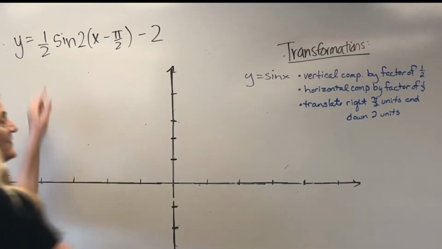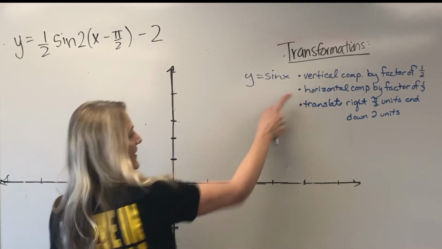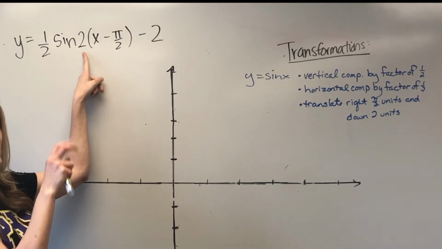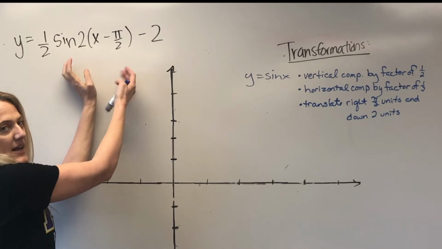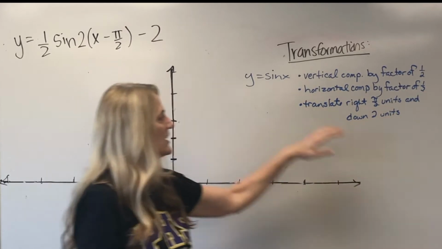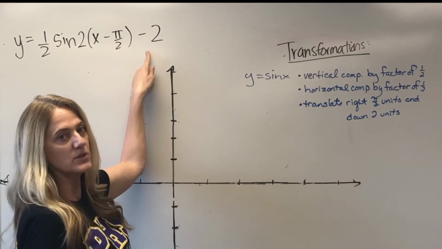All right, so of course we have vertical compression by a factor of 1/2. Horizontal compression by a factor of 1/2. Wait a second, did you accidentally say horizontal stretch by a factor of 2? I hope not. Remember, we think of it as inside. We have to do something different. So that is the reciprocal, 1/2. Translate to the right pi halves, inside opposite, down 2 units.